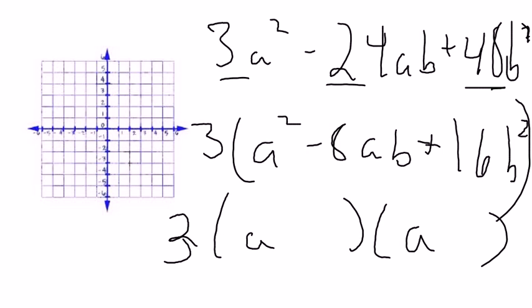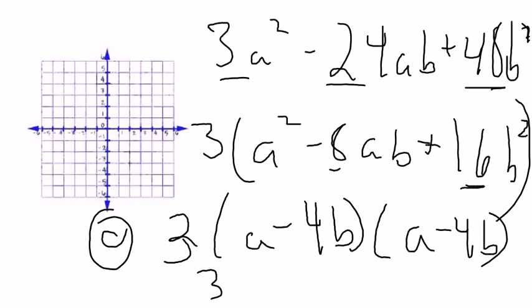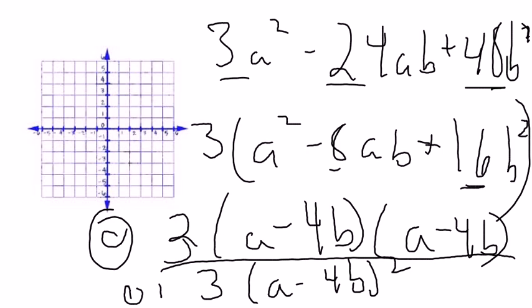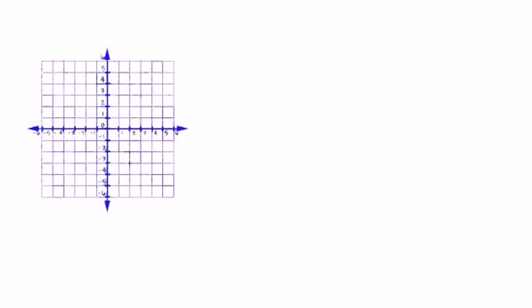So we get a, and remember we need two numbers that multiply to get 16 but add to get negative 8. If they do that, they must both be negative. Here I can use minus 4b and a minus 4b. That'll work. So when I multiply that out, that's my answer right there. It's the letter C. But I can also express this as 3 times a minus 4b squared. So either way works.